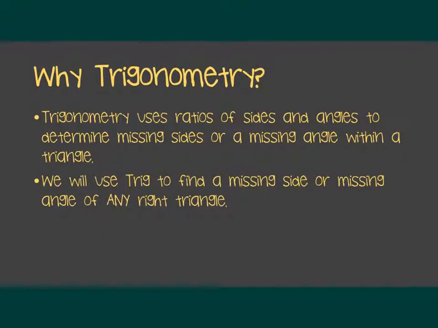Why trigonometry? Well, trigonometry uses ratios of sides and angles to determine missing sides or a missing angle within a triangle. We will use trig to find a missing side or a missing angle of any right triangle that we want. As long as we have a few other things present, we can do this.